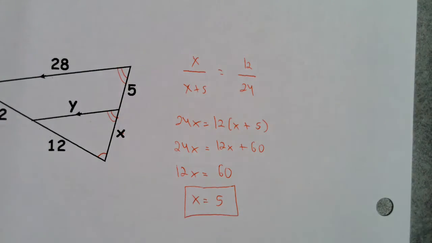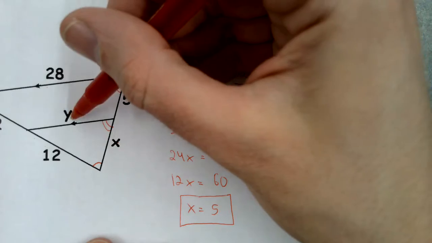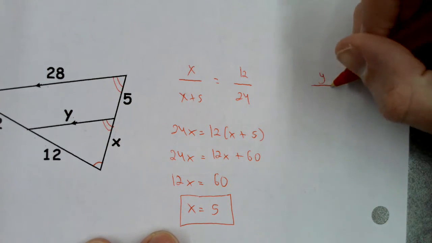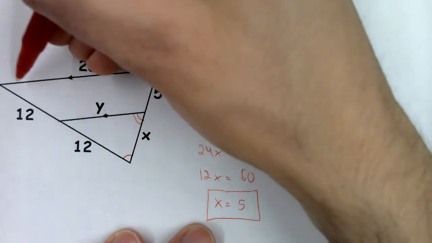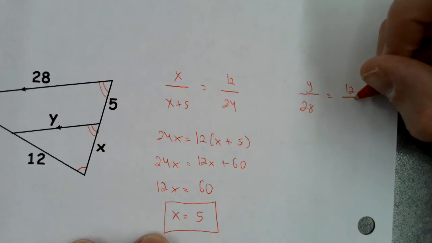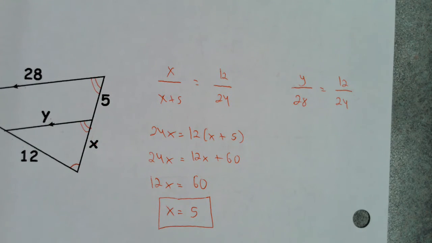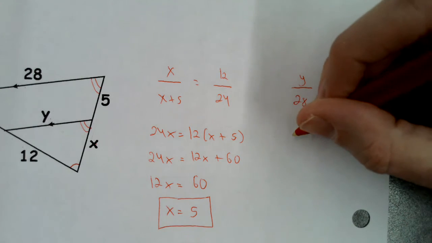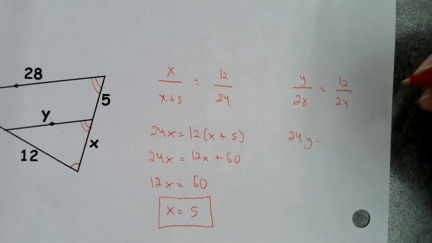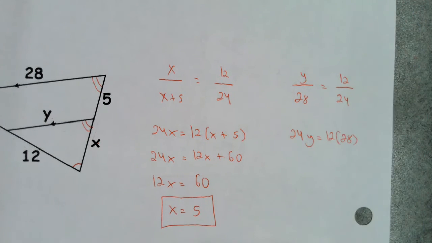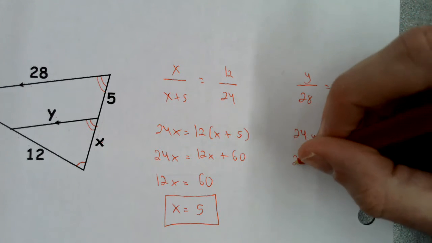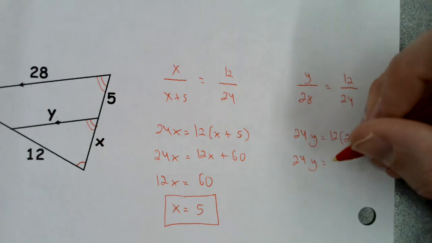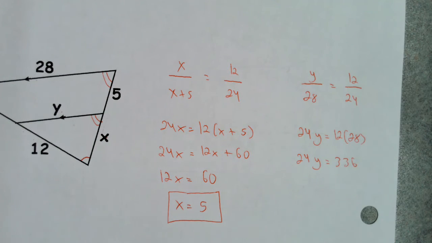This question also asked you to solve for y, so I'm going to do y over 28 equals 12 over this entire side of 24. Cross multiply, 24y equals 12 times 28. 12 times 28 is 336, so 24y equals 336. And then that should give you y equals 14.